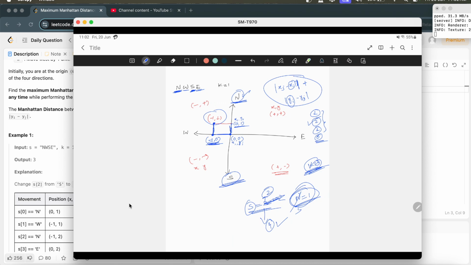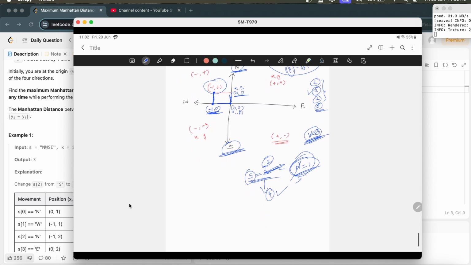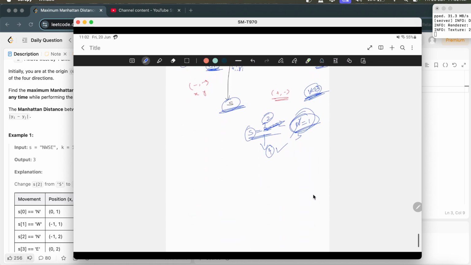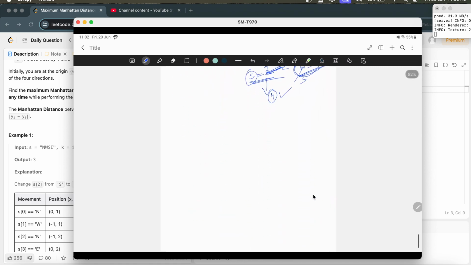Whatever the opposite direction is: for south it is north, for north it is south, for west it is east. If we get the opposite direction, we will make sure to consider it, and whenever we get it, we will try to utilize the k value. So if we get opposite values, we will try to use one. Again, we will discuss how to apply that. There will be many possibilities.